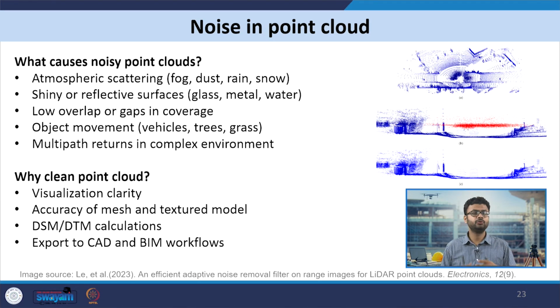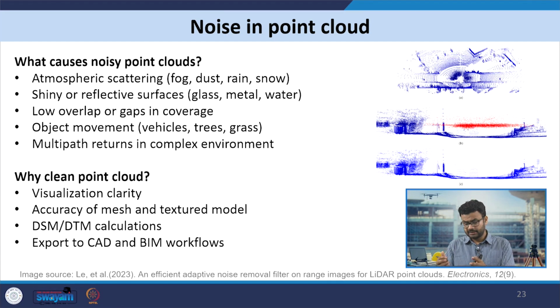Once we have acquired the data and imported it into drone LiDAR processing software, the first thing we will usually encounter is noisy point clouds. So what causes these noisy point clouds? Most are caused by atmospheric scattering, which can be from fog, dust, rain or snow. They are caused by shiny or reflective surfaces like water on a calm lake, or glass or metal. They are also caused by low overlap or gaps in coverage. And if you are acquiring a point cloud in an urban scene, there can be movement of vehicles, or in a forest scene, there can be movement of grass or leaves on the trees. All these lead to noisy point clouds.